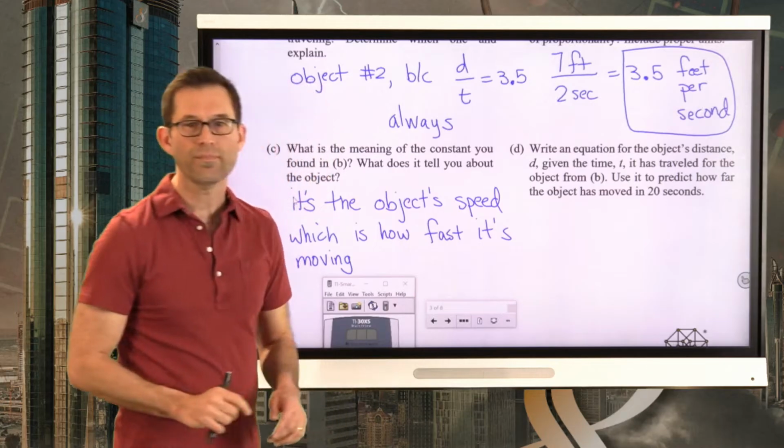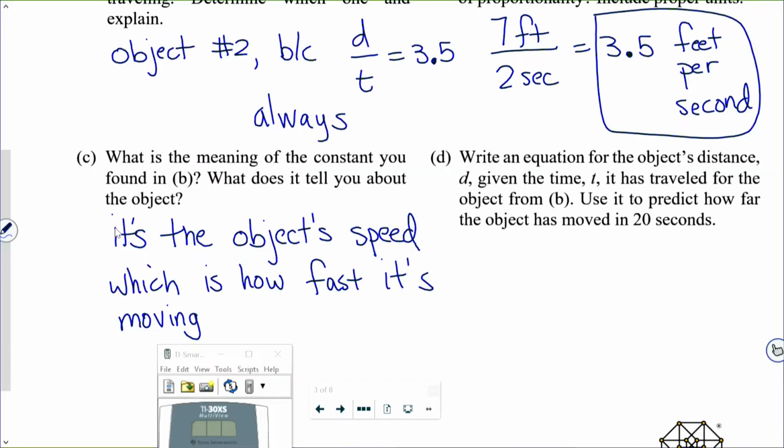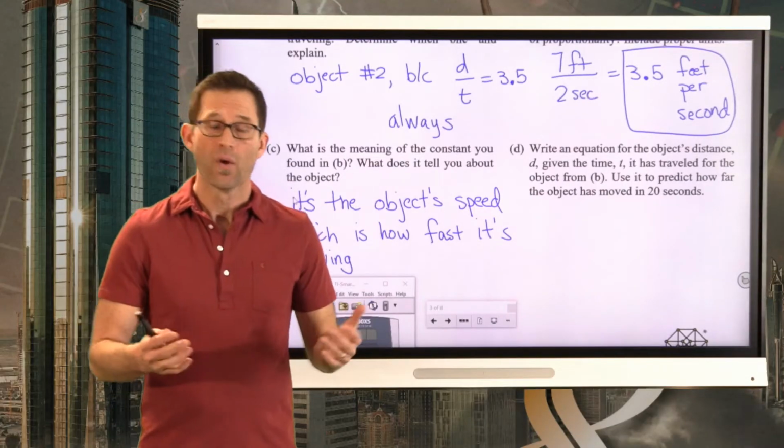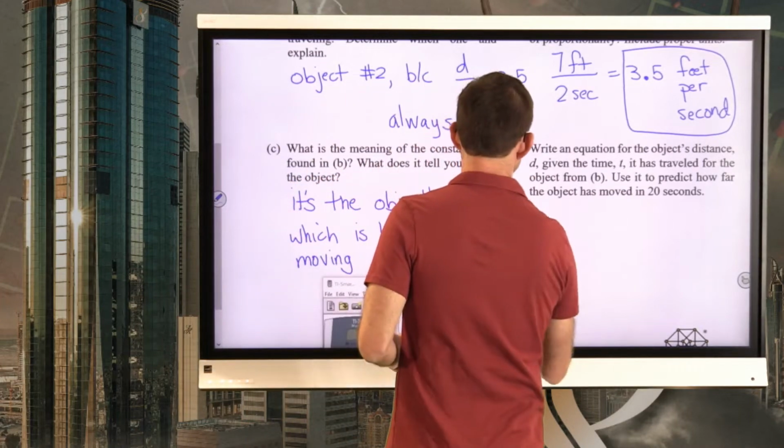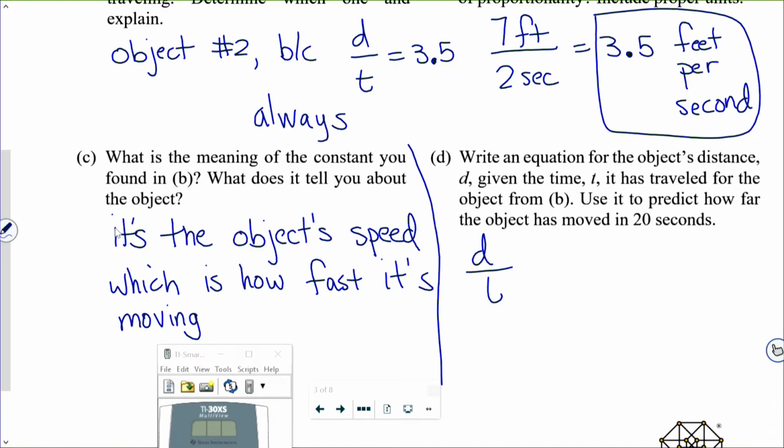Right. Now finally, letter D. Write an equation for the object's distance d, given the time t it has traveled for the object from B. Use it to predict how far the object has moved in 20 seconds. All right, so this is pretty easy, right? What we know is that for object 2, the distance divided by the time is always 3.5. Now we can use some algebra by just multiplying both sides of this equation by t, and it cancels, right? So the distance now is simply 3.5 times the amount of time.